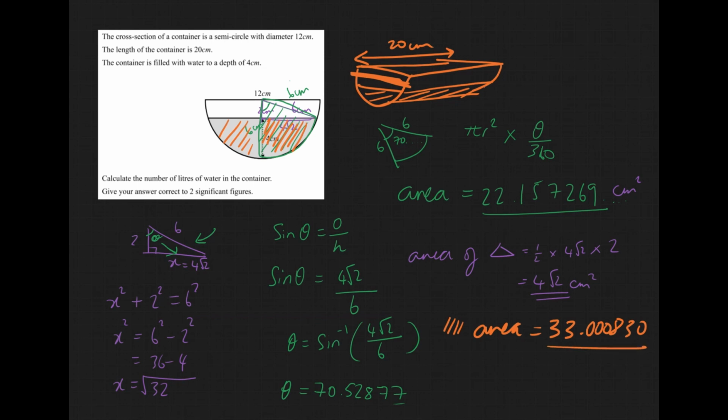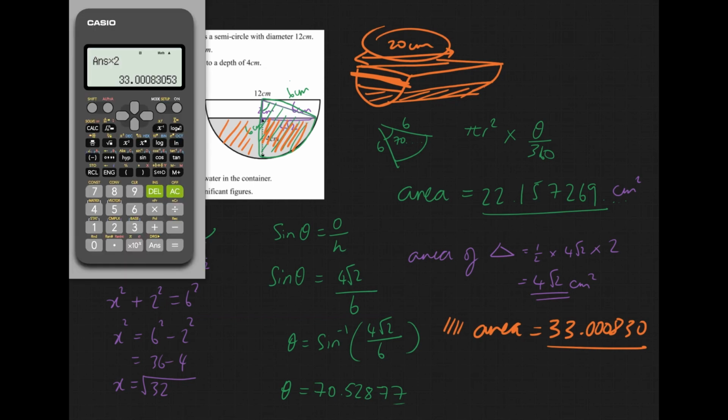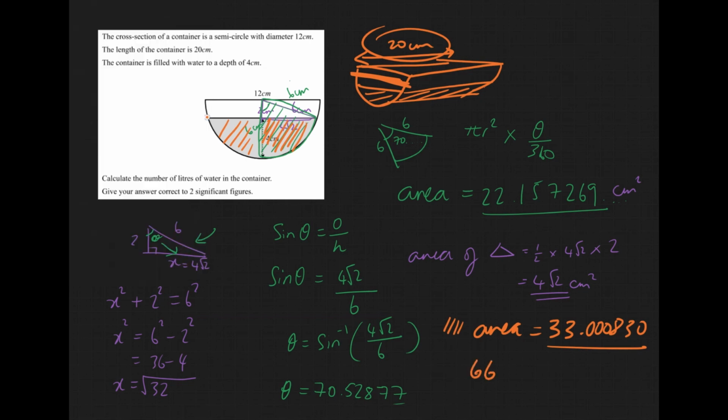Now we need to multiply it by the depth. The depth is 20. So we're just going to simply multiply it by 20. Double check the units. edXL love messing with units here, so just make sure they match. So now answer times 20, and that will give us 660.01659 centimeters squared. Calculate the number of liters of water.